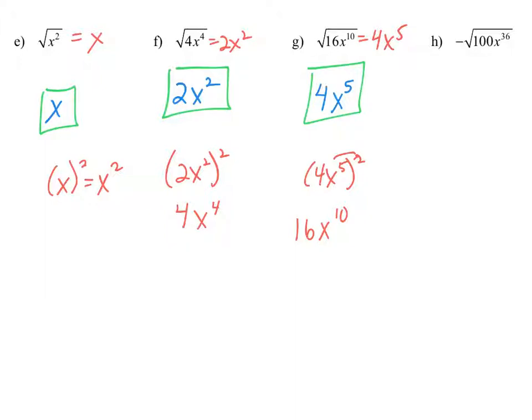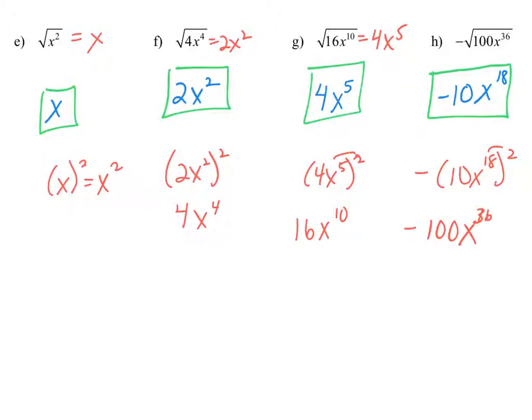In example H, we have the negative square root of 100x to the 36th power, and that answer is negative 10x to the 18th. The square root of 100 is 10, and the square root of x to the 36th is x to the 18th power. We can check our answer by taking 10x to the 18th power and squaring it. And we get 10 squared, which is 100, x to the 18th to the second power, power to a power, we multiply those powers together to get x to the 36th power. So our final answer, the negative square root of 100x to the 36th power, is negative 10x to the 18th power.